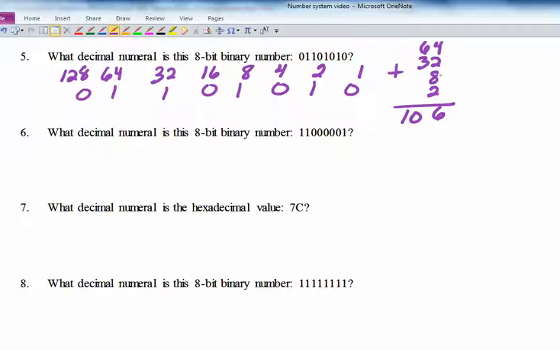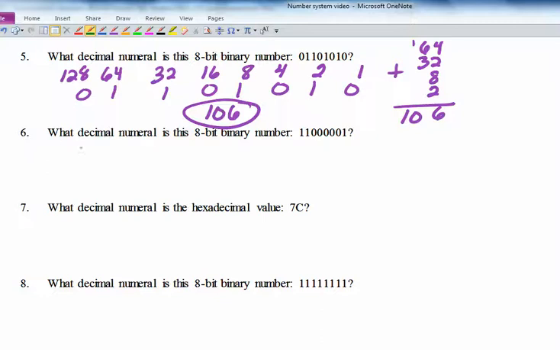I better check my arithmetic here. 10, 12, 16, carry the 1. So we get 106 in base 10. And again, if I make an arithmetic mistake here while I'm talking through these problems, hopefully you'll at least understand a method for doing these.